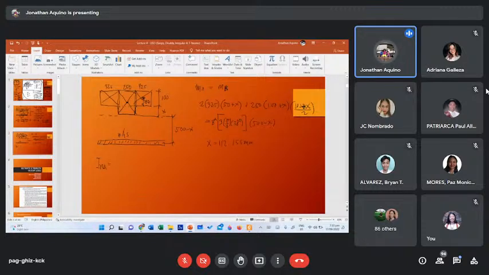So the moment of inertia is BH cubed over 3. Okay, so ito kasi yung kunin natin moment of inertia. So B is 250, H is, so if X is 1112, so 1112 plus 100, 2112.155, BH cubed over 3. So the moment of inertia at the base of the rectangle plus these two smaller rectangle.